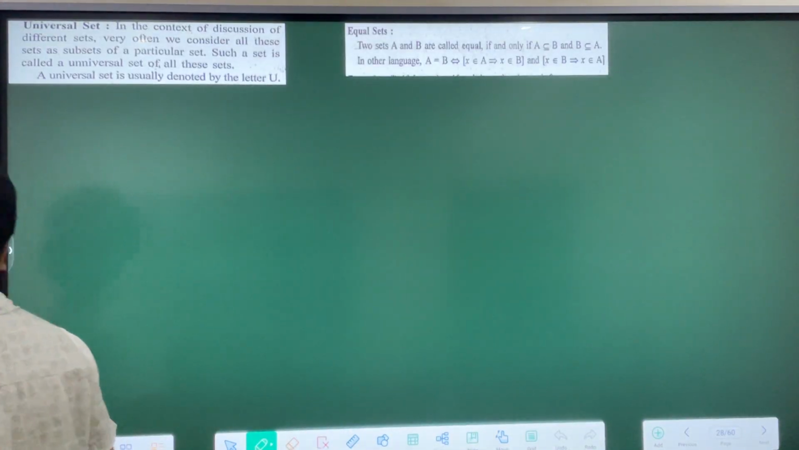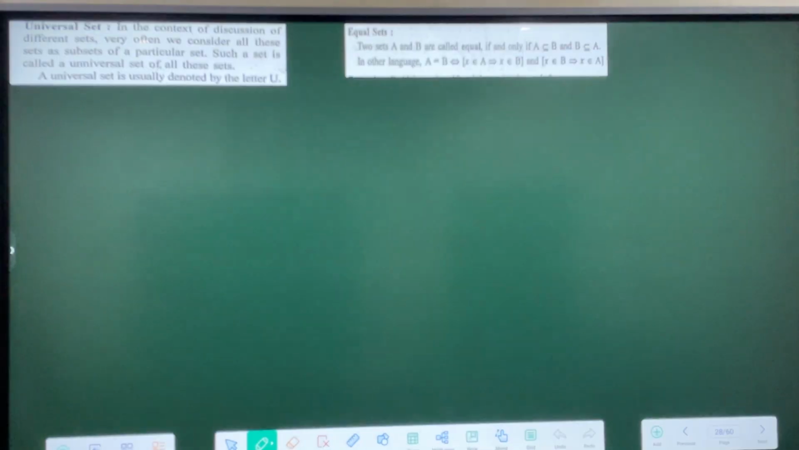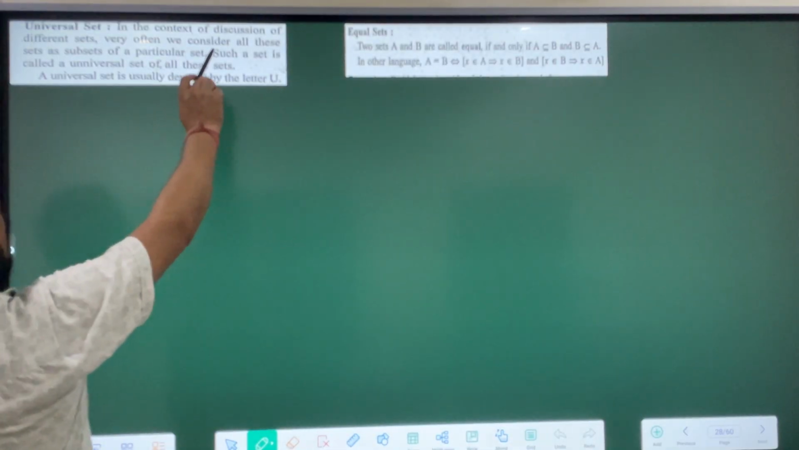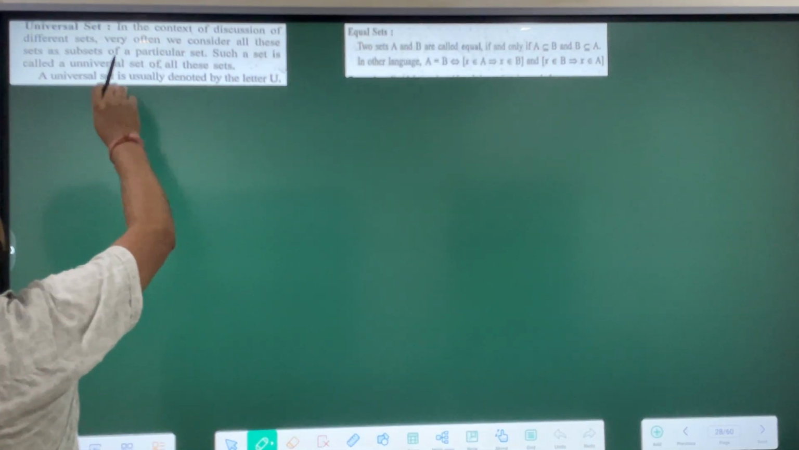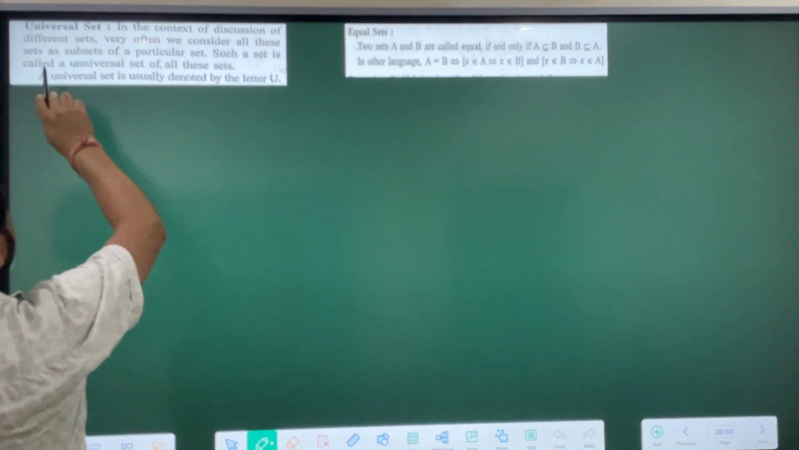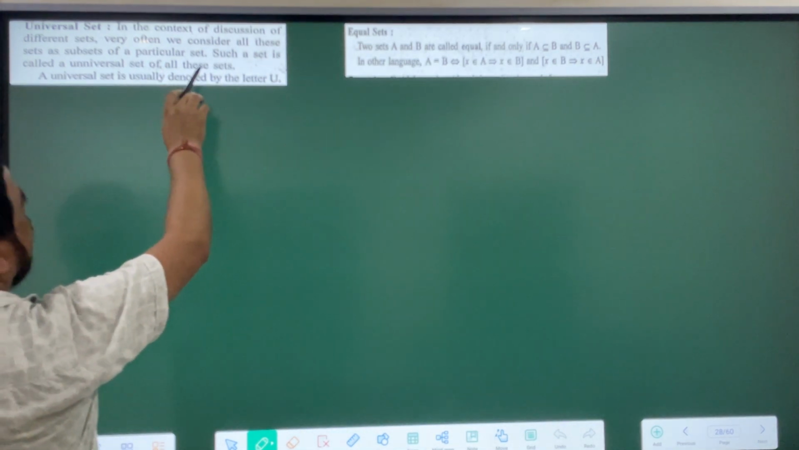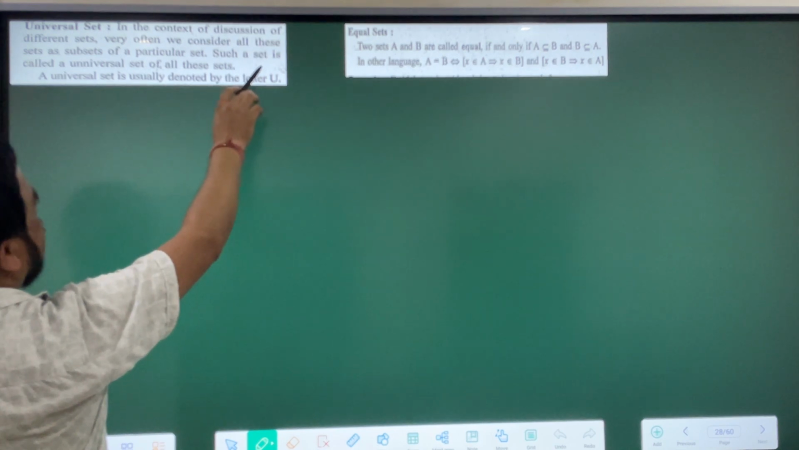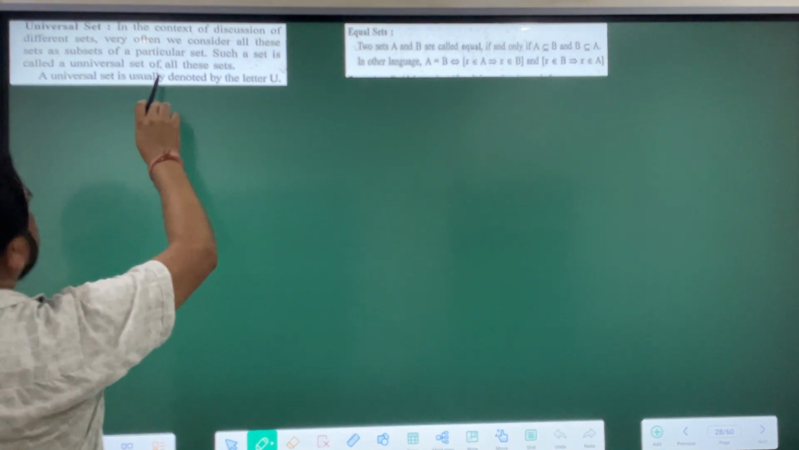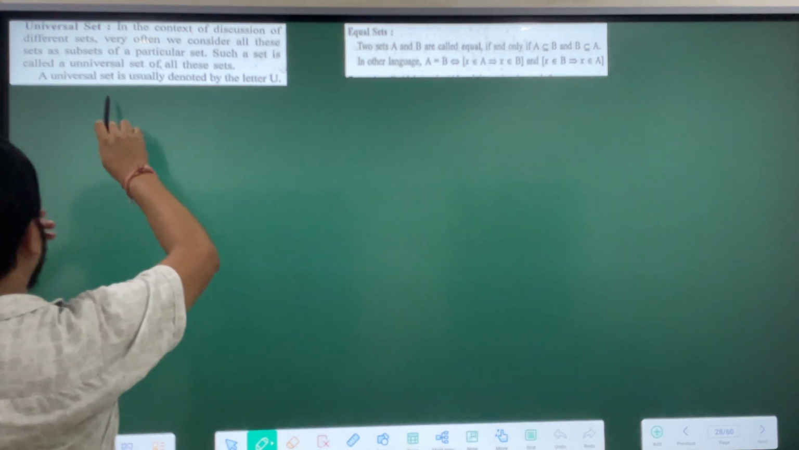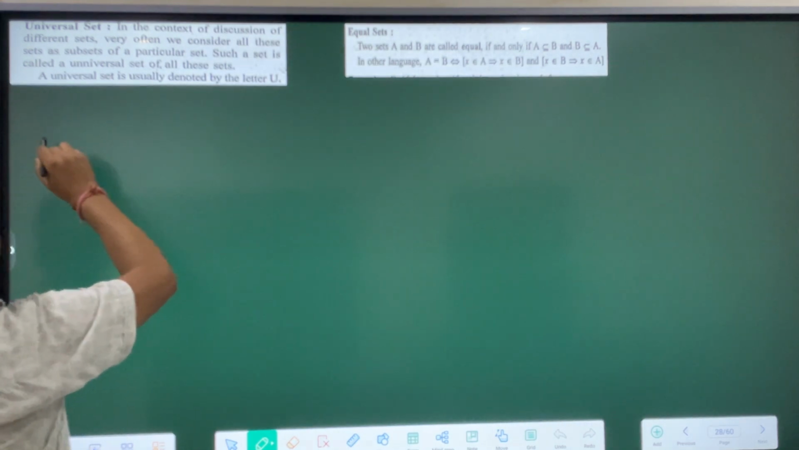Universal set. In the context of discussion of different sets, very often we consider all these sets as subsets of a particular set. Such a set is called a universal set of all these sets. A universal set is usually denoted by the capital letter U.